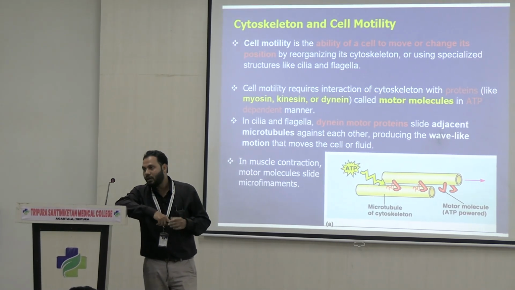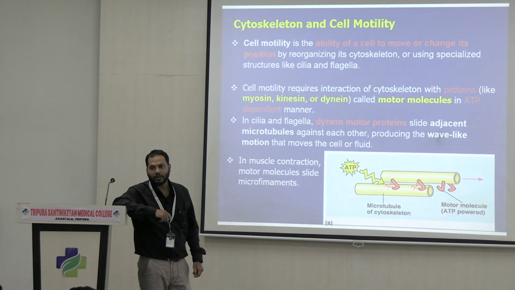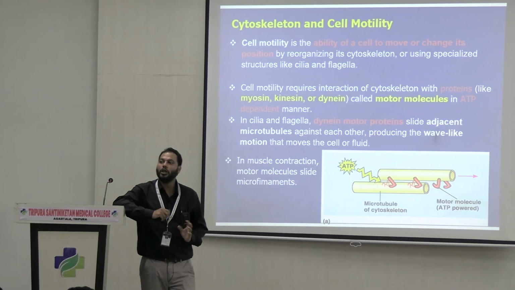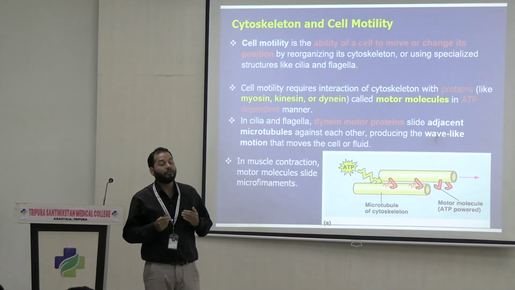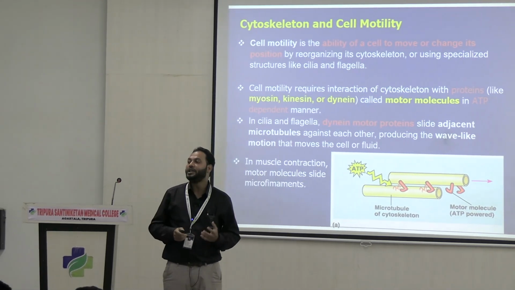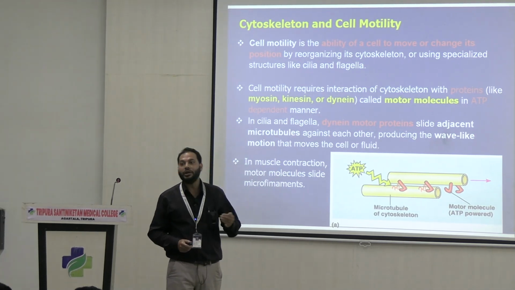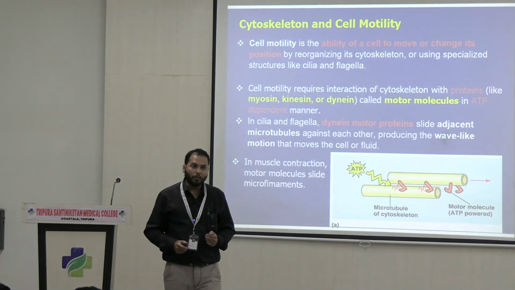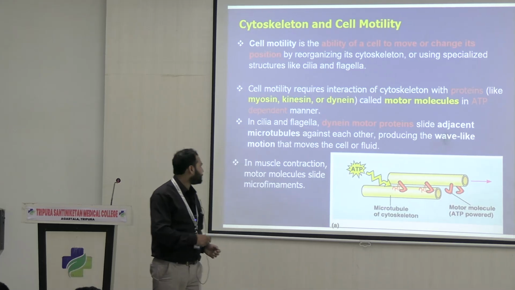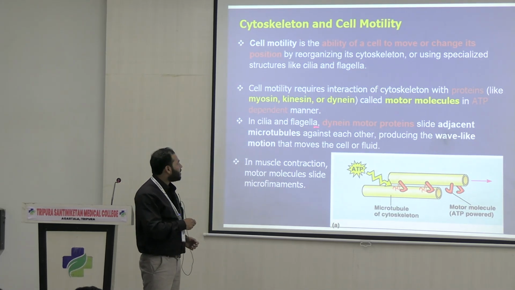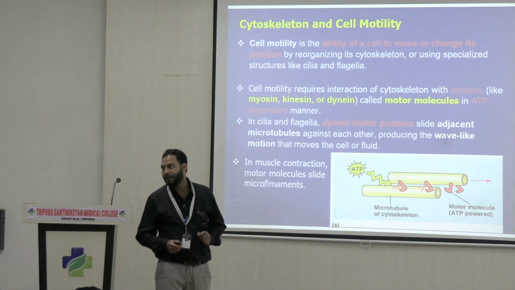And what are those proteins? Those proteins are myosin, kinesin and dynein. And all these three are known as molecular motor proteins. The action or functions of these motor proteins are ATP dependent. It means the cell motility where the cytoskeleton interacts with the molecular motor proteins needs energy, and that energy is provided by ATP. In cilia and flagella, the most important type of molecular motor protein involved is dynein, right?